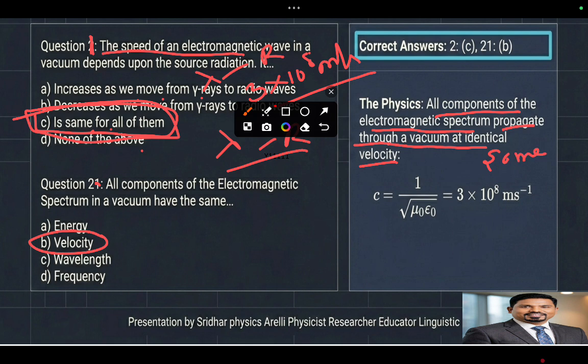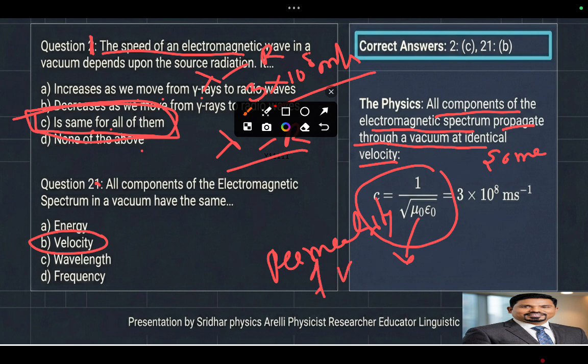We have a relation also: c equals 1 by the square root of mu naught epsilon naught. Mu naught is the permeability of vacuum, related to magnetostatics. Epsilon naught is the permittivity of vacuum, related to electrostatics. Its value is 8.85 times 10 to the power of minus 12 farad per meter. Mu naught is 4 pi times 10 to the power of minus 7.